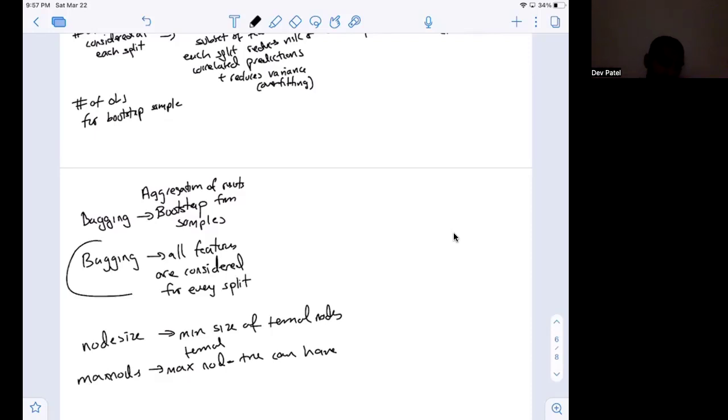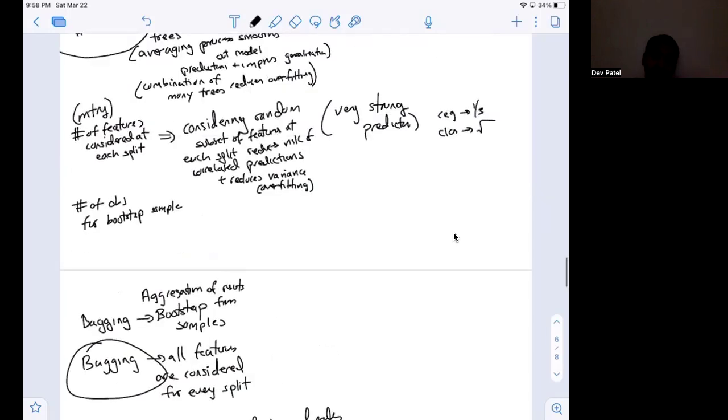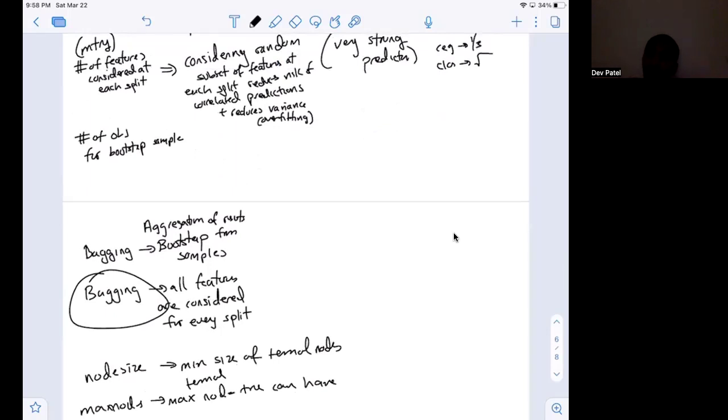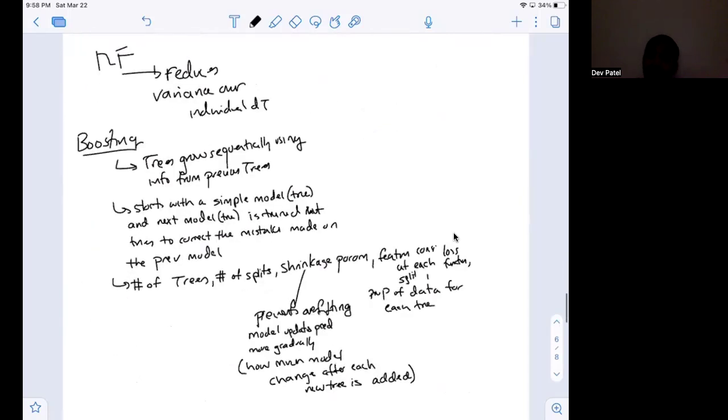Another terminology is bagging in the sense where all the features are considered for every single split. As we discussed previously, that's one of the hyperparameters that we can tune. But if we just have it so that all the features are considered at every split, that is considered bagging, just a terminology.